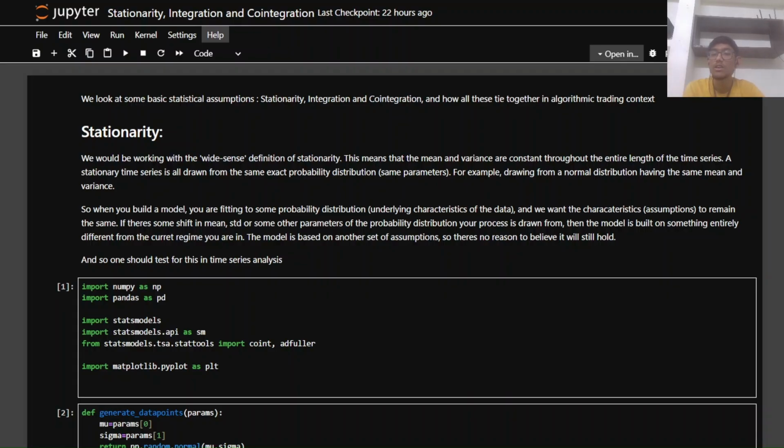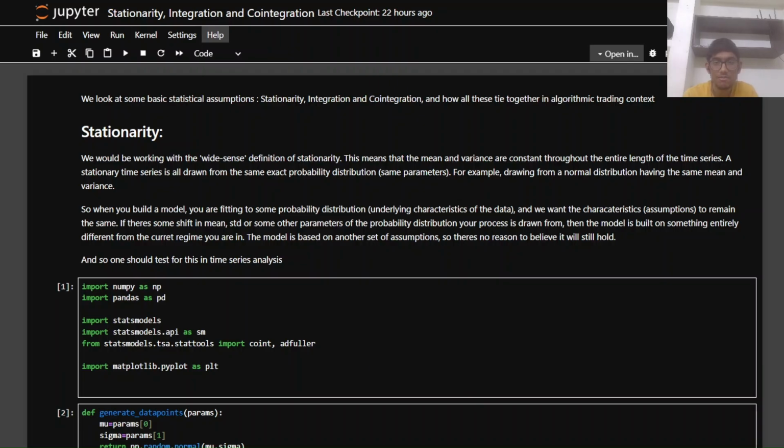So yeah, what is stationarity? Well, there are many definitions of stationarity, and we'll be working with the wide sense definition of it. Basically, let's say you have been given a time series. If the elements of this time series are all drawn from the same exact probability distribution, by that I mean the probability distribution has its mean and variance constant, not changing, then we call the time series stationary.